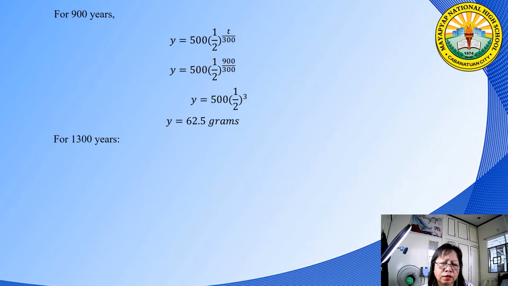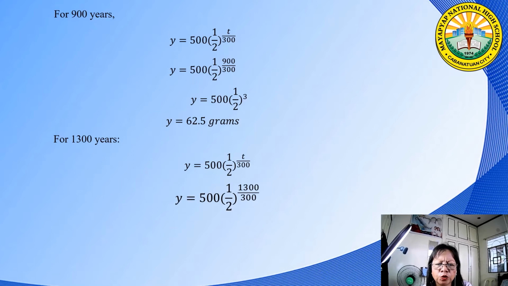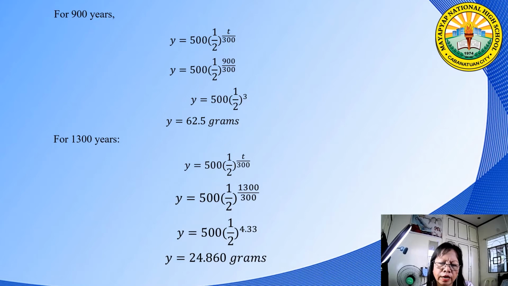1,300 years, same model in the given situation, y equals 500 times 1/2 raised to t over 300. So y equals 500 times 1/2. You replace t by 1,300 divided by 300. y equals 500 times 1/2 raised to 4.33. Therefore, y equals 24.860 grams.